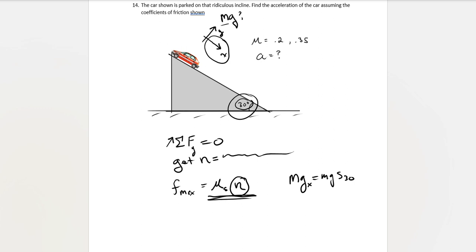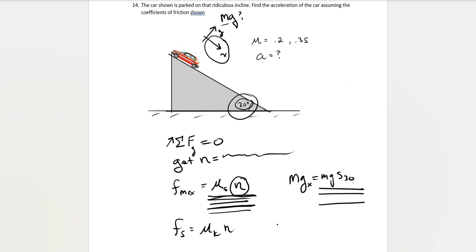This will look similar. I don't want to give too much of it away, but it'll have a trig function in it, and you should be able to compare now and see which one is bigger. If the maximum frictional force is larger than the mg sine 30, then the car is not going to accelerate. The answer is the acceleration is 0 and you're done. If the mg sine 30 is bigger than the maximum frictional force, then we know that the car is going to accelerate. But you also know to use the sliding frictional force now, which is the coefficient of kinetic friction times the normal.